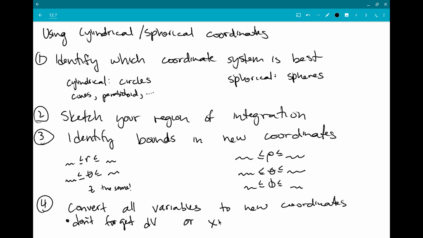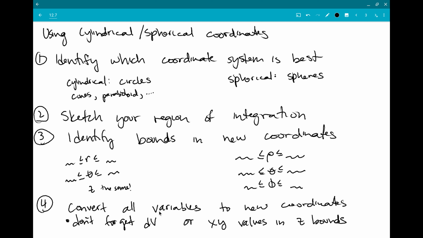Or x, y values in z bounds. So don't forget dV in general, but then since your z bounds stay the same, they could have depended on x and y. Don't forget to change those. Hopefully you would notice once you start moving through the problem that there's x's and y's, you don't integrate with respect to them, but still just be careful.